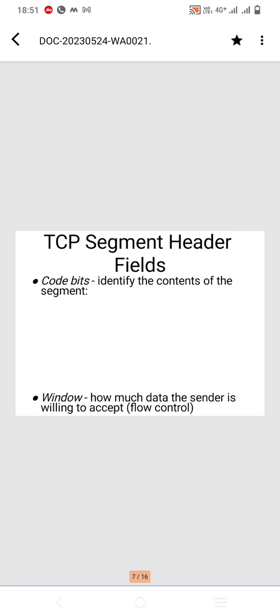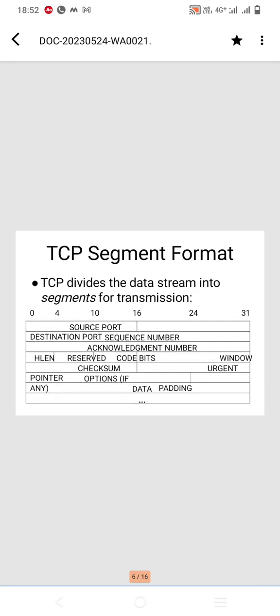Next is the code bits, which are used to identify the content of the segment. URG is the urgent pointer bit, ACK is nothing but the acknowledgement field, PSH is nothing but the push field, RST is nothing but the reset field, SYN is nothing but the synchronize field, and FIN is nothing but the finish field.